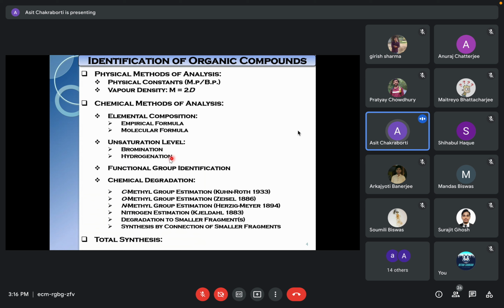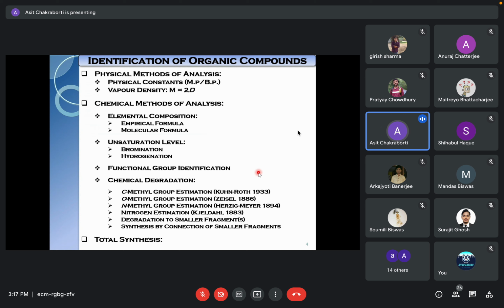Once we determine the functional group, we'll show what the common functional groups are next. Then the molecule is subjected to degradation, which is called chemical degradation. Chemical degradation means that you forcefully treat the molecule under harsh reaction conditions so that it undergoes different types of bond cleavages, and that sometimes helps you identify the presence of a certain structural feature.